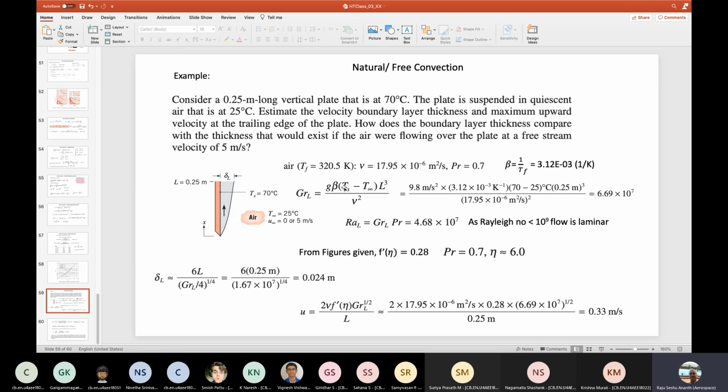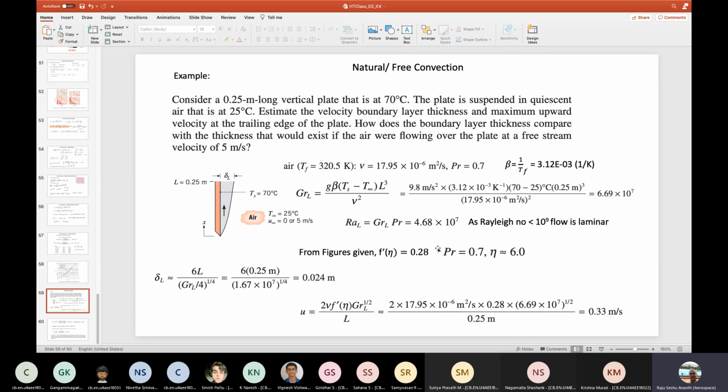Ts is 70 degrees, T infinity is 25, so the difference is 45, and L cubed is 0.25. Everything can be plugged in, and the Grashof number is 6.7, so this is still laminar. For the Rayleigh number, I multiply this Grashof number by Prandtl, 0.7, and I get 4.68 times 10 to the power of 7. So this is a laminar flow.